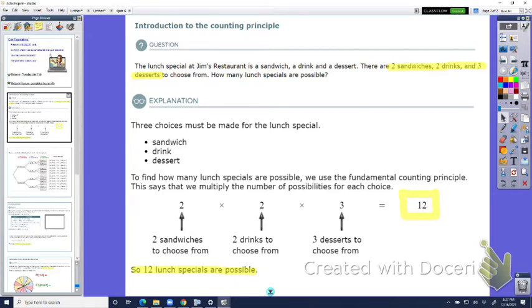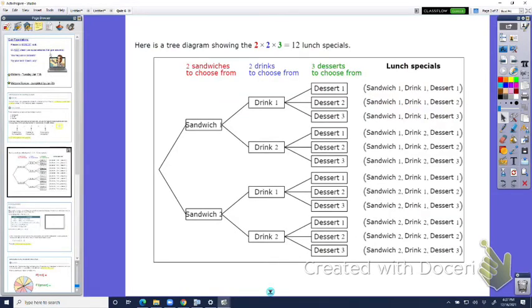Another way, if you really want to work it all out, is to model this with a tree diagram. You can choose from 2 sandwiches, and then branch that off into the 2 drinks, and then the 3 desserts, and you'll see that you have 12 actual choices that are possible.